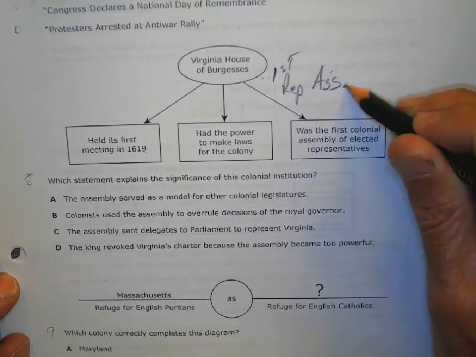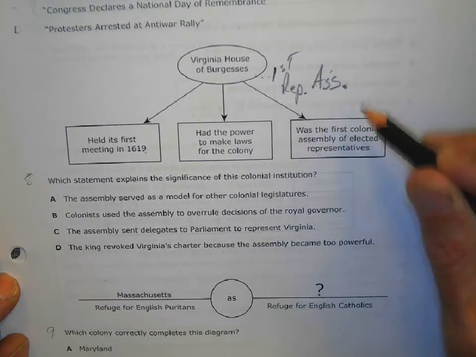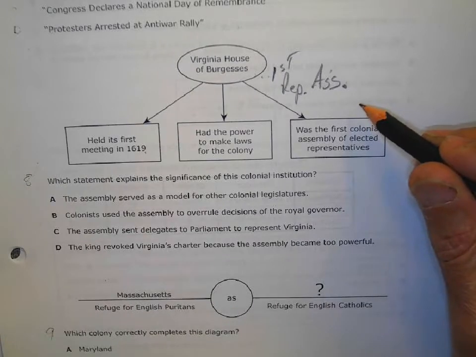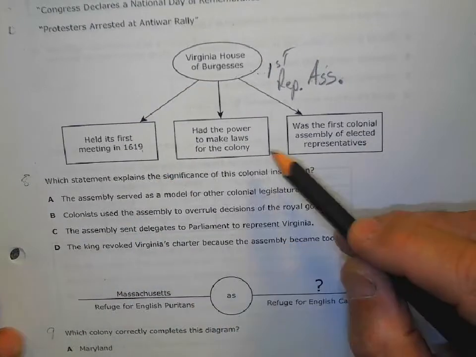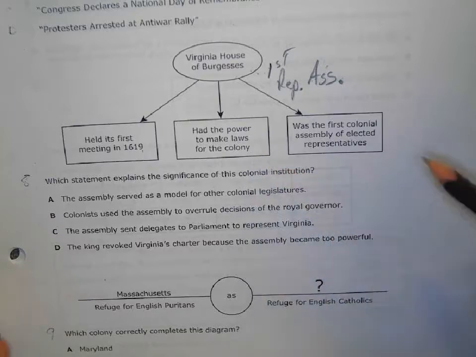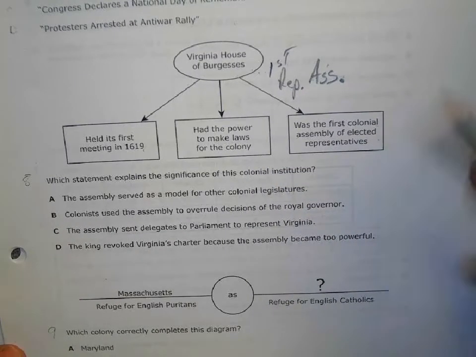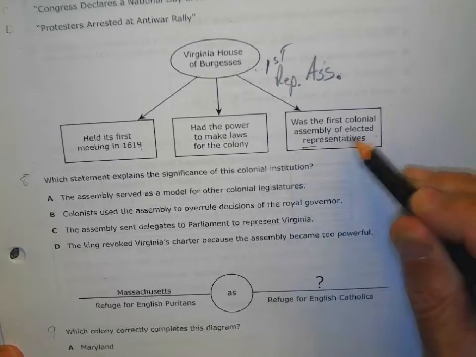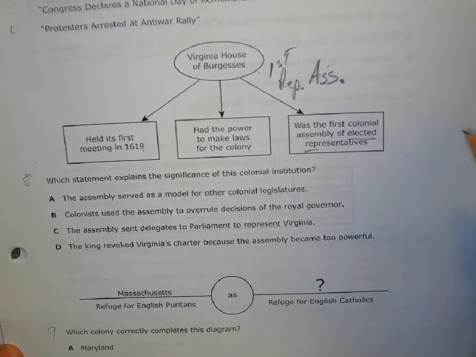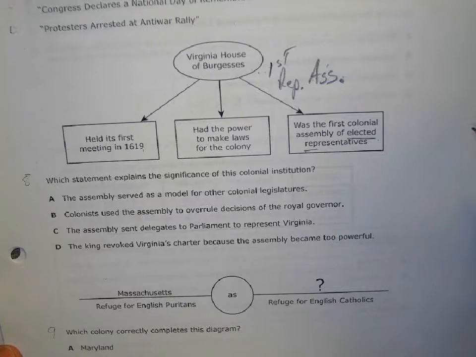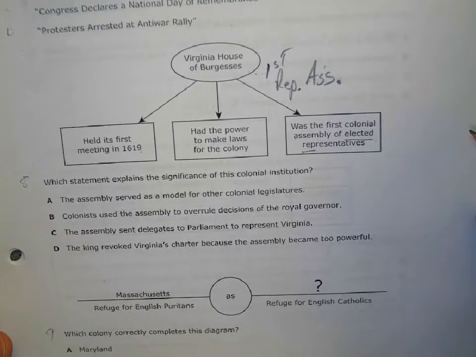Oh, better make sure I put a period there. First representative assembly in the colonies here, met in 1619, had the power to make laws to the colonies, and it's the first colonial assembly of elected representatives. Remember, elected representatives, these are the people that you are electing to carry out the government for you, run the rules and that kind of stuff.